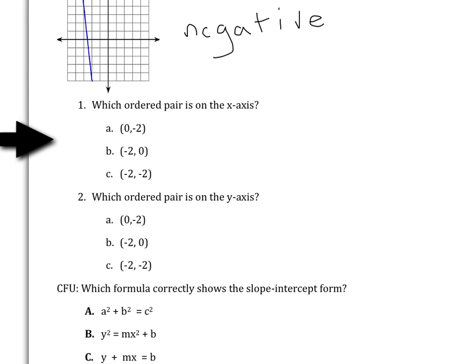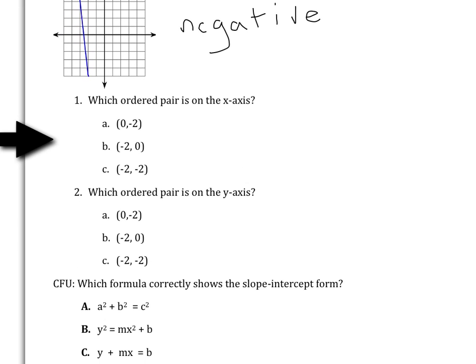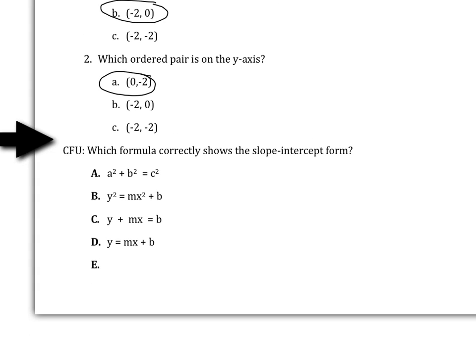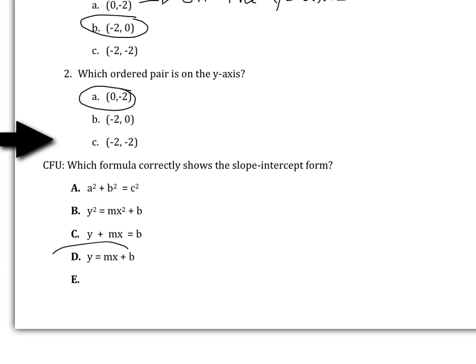Down here, which ordered pair is on the x-axis? Remember, if it's on the x-axis, that means that the y value of the point is 0. So you should have put B. If you picked A, I want you to remember that this is actually on the y-axis. Because in order for a point to be on the x-axis, it needs to have a y value of 0. Which of the following points is on the y-axis? Would be A. And then finally, which formula correctly shows the slope-intercept form? You should have picked D.